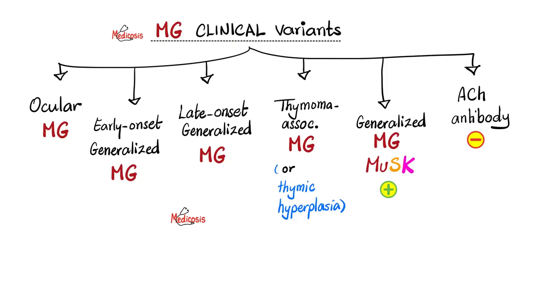There are clinical variants for myasthenia and for Lambert-Eaton. For myasthenia, there is a myasthenia gravis that affects the eye. There is a myasthenia gravis that's early onset generalized, another that's late onset generalized, another that's associated with thymoma or thymic hyperplasia, another that is generalized with anti-MuSK antibodies, and another with no acetylcholine receptor antibodies.